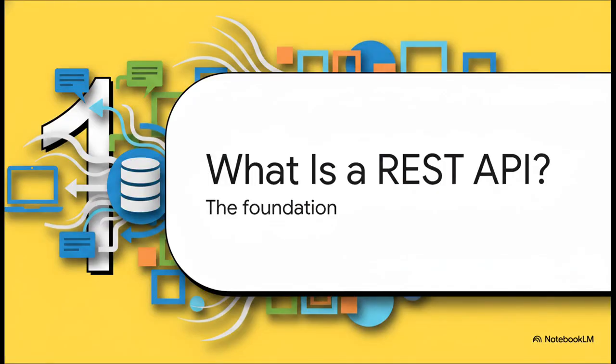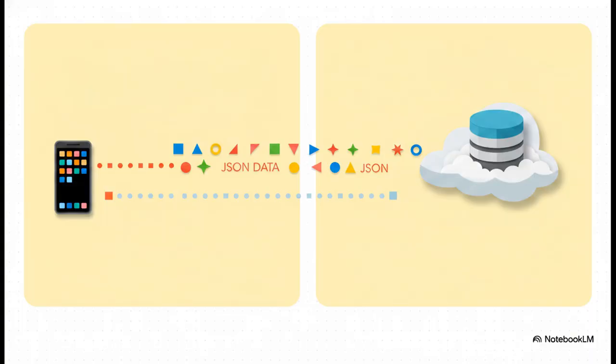Section 1. What is a REST API? The foundation. Okay, so the whole foundation of API architecture relies entirely on two players, the client and the server. The application sending the request is the client, like your mobile weather app. The system sending the response is the server, like the Weather Bureau's massive database.